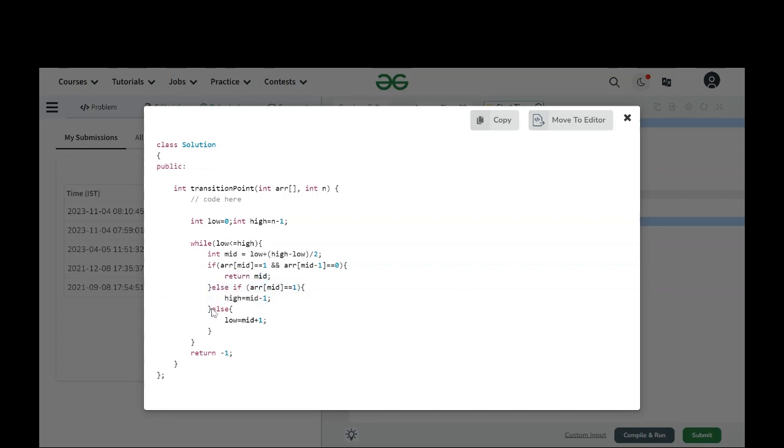Else if that particular element is equal to 1 and it is not meeting this condition, it will come to the condition wherein the element is 1 and its previous element is not equal to 0. In that case we can reduce the space to our left hand side, so high equals mid minus 1. Else we will do low equal to mid plus 1, and at the end we can just return minus 1 if we are not encountering any mid value which follows these particular conditions. I hope you're clear with this approach. Thank you.